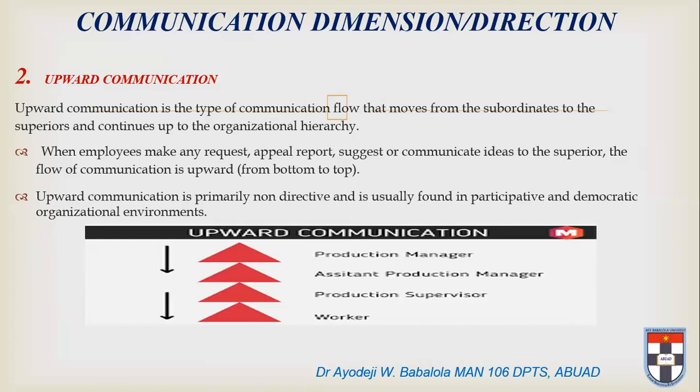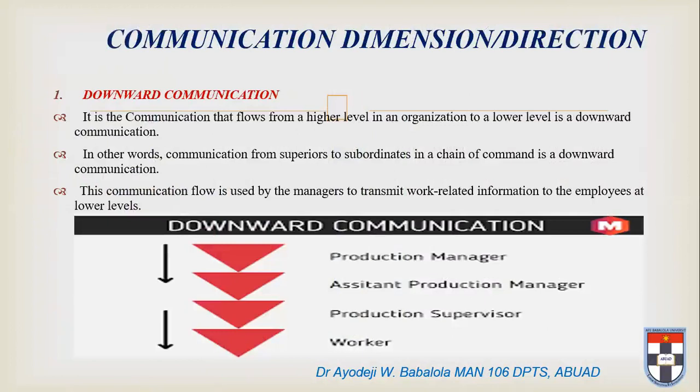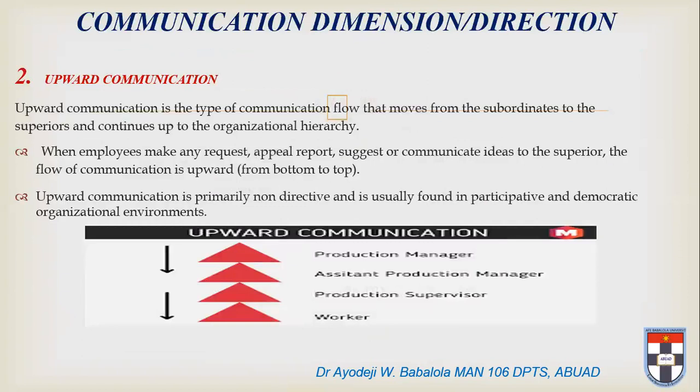So you see the diagram, the arrows go up from worker to the production supervisor, from production supervisor to assistant production manager, and from that to production manager. Unlike the previous diagram, where the red arrow points down in downward communication, in upward communication the red arrow points up from bottom to top.